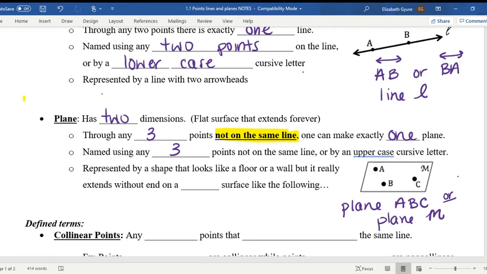And then if you're looking at a picture or you're drawing your own picture of a plane, it's represented by a shape that looks like a floor or a wall, but really it extends without end on a flat surface.